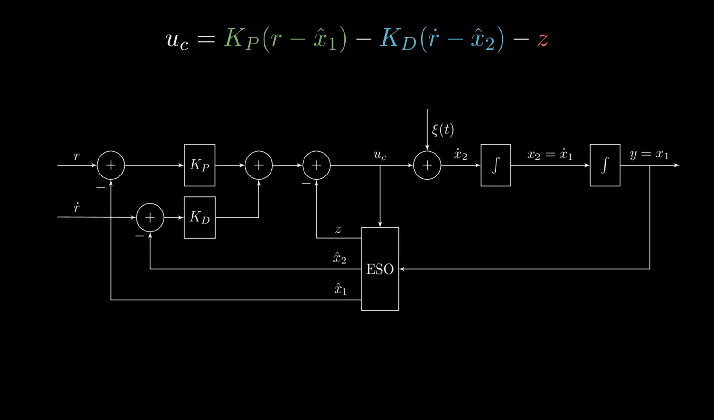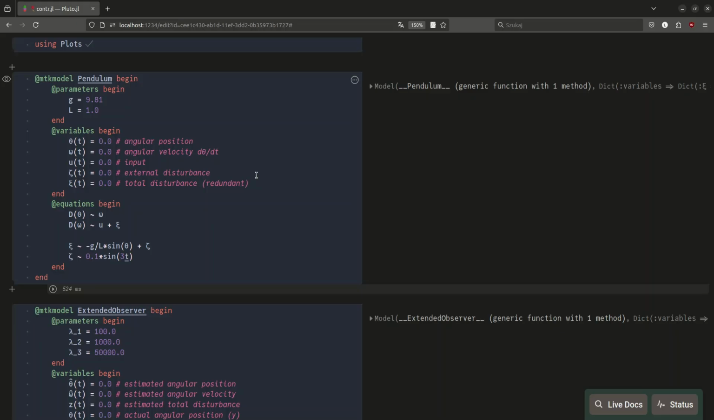There is an elephant in the room. How do we know the derivative of the reference signal? We'll address this issue in the next part, but before that, let's assume that we have it and see how the controller performs in the simulation. Okay, let's check how the controller works.